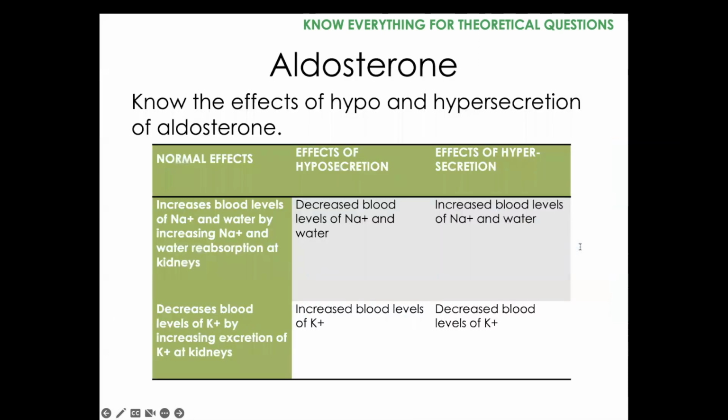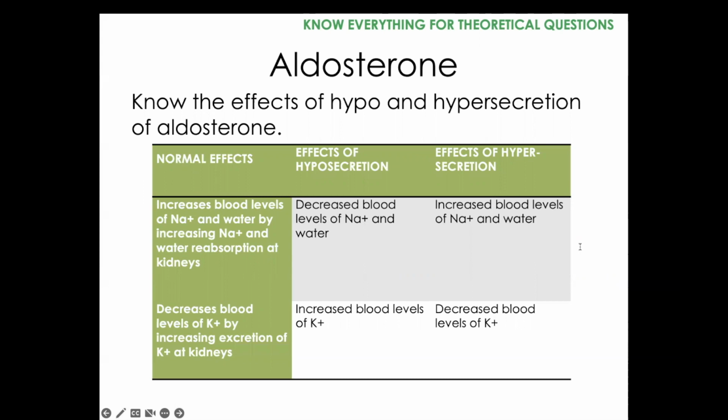And now let's take a closer look at aldosterone specifically. Normal effects of aldosterone are that it increases blood levels of sodium and water by increasing sodium and water reabsorption at the kidney. And also it decreases blood potassium levels by increasing excretion of potassium at the kidney.